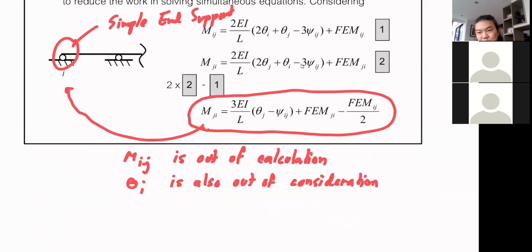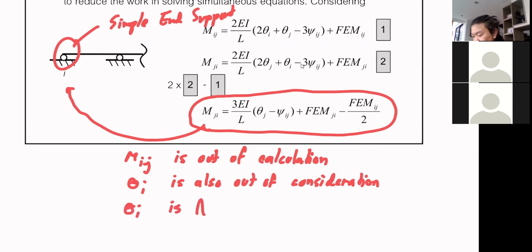This is where some students will mess this up. Theta I is not zero. It is not zero, but because this is the simple end support, we can do some further modification and eliminate theta I out of the calculation. It is not zero, but we can eliminate it by taking advantage of the simple end support here. Okay. And so instead of solving a lot of unknowns, you can eliminate one more.